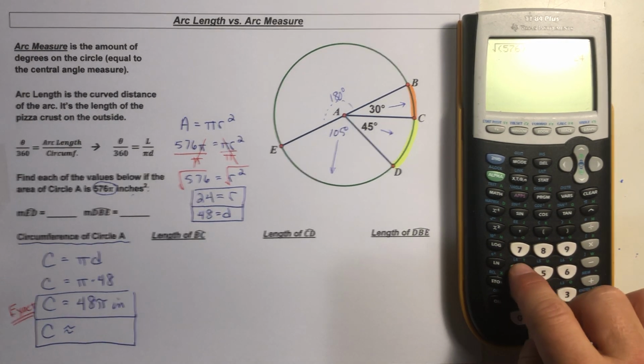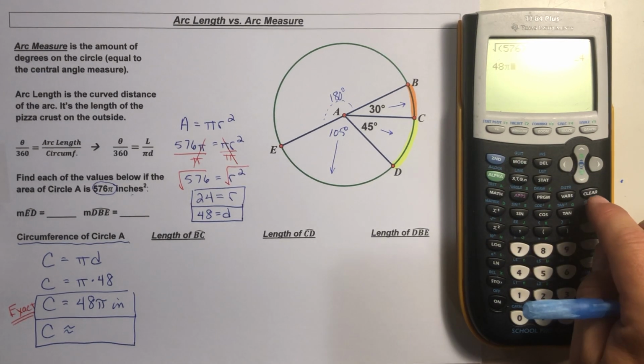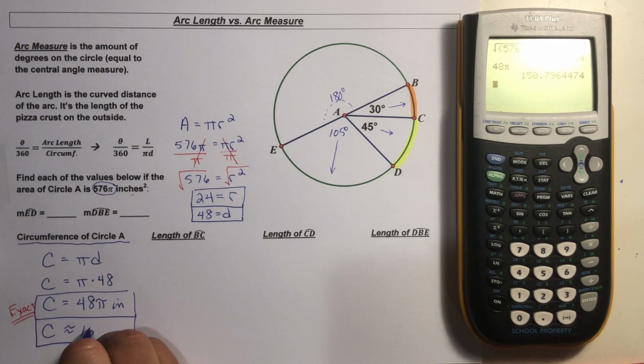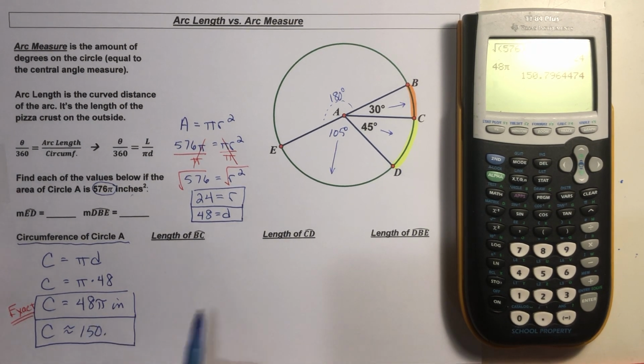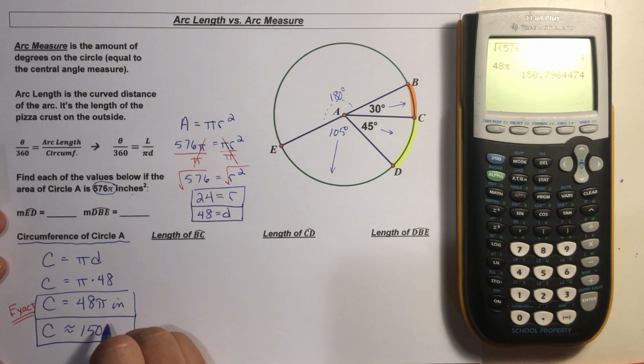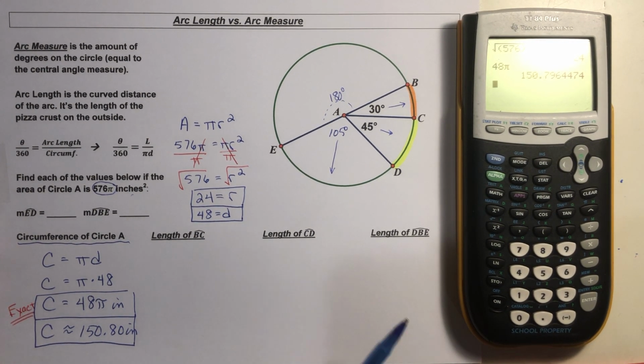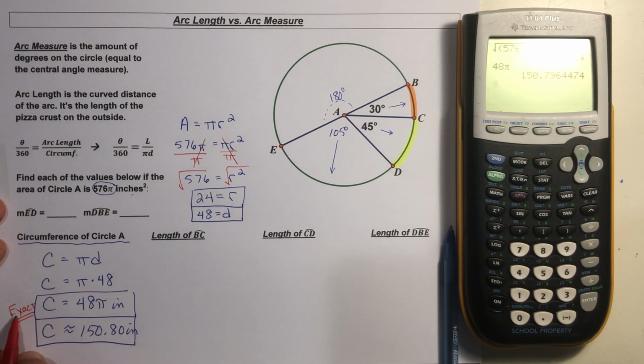So now I'm just going to take 48 pi. That gives me about, I'm going to round to the nearest hundredths, 150.796. So I'm going to call that 150.80 or 150.8 inches. All right, so just to be clear, exact has the pi in it, and our approximate values will be the rounded decimal.